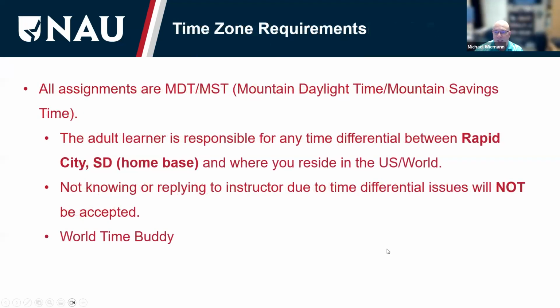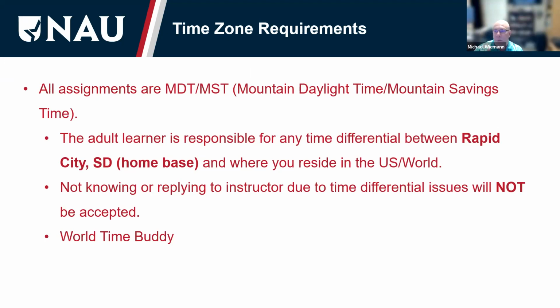All right. Time zone. Everything from NAU's perspective is based upon either Mountain Daylight Time or Mountain Standard Time. So if you do a Google search and say you reside in New York or California, and you want to know what 11:59 p.m. Mountain Daylight Time or Mountain Standard Time is in my time zone, there is World Time Buddy. If you do a search on it, plug in Rapid City, South Dakota, that's home base, post in where you're located or a city near where you're located, and see the time differential.